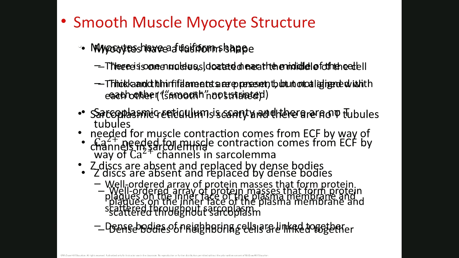All right, this also tells us that the Z discs are absent, and instead we have dense bodies for the smooth muscle, and then we also use the thick filament in another method, and by way of this, we're able to produce the items that we desire.